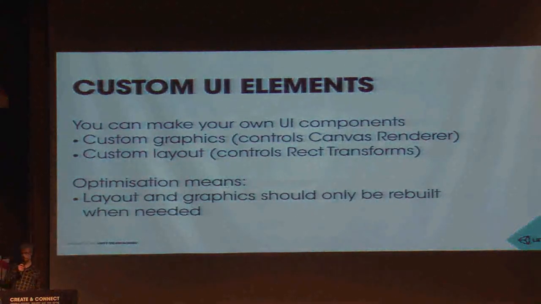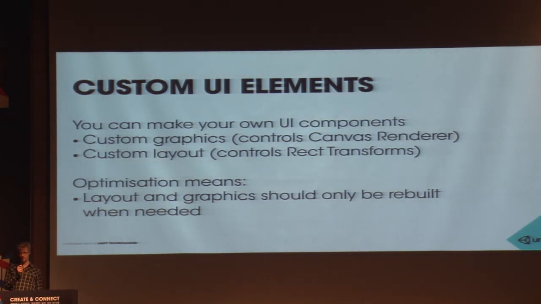So with the UI system, you can create your own custom UI elements. There are two primary purposes or types of UI elements you can create. One is to create custom graphics. This could be just like we have elements like image and text, you could create your own type of graphic. And this is basically any component that will control a canvas renderer.